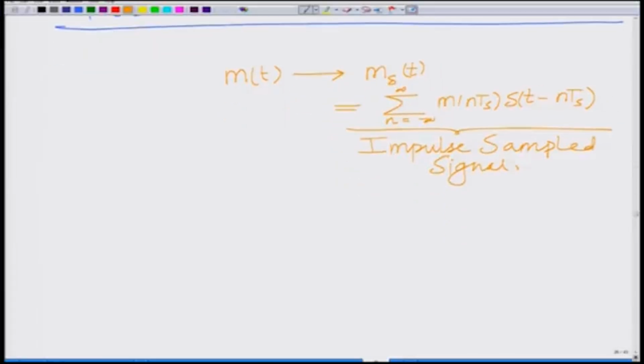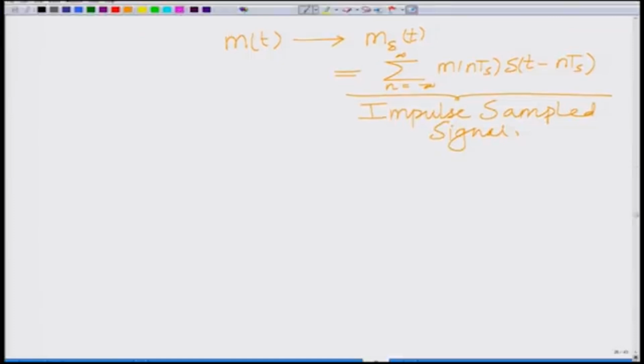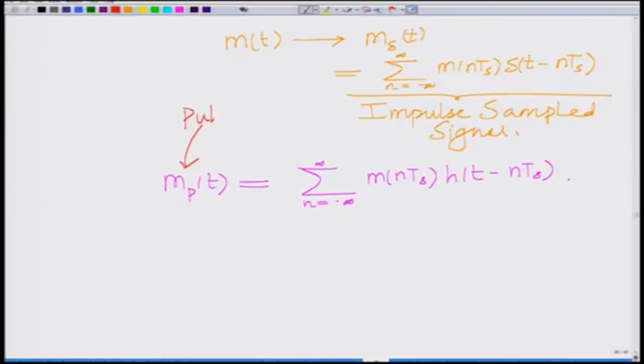And what we want to do now is our pulse amplitude modulated signal. Remember, that is our mP of t. This is n equal to minus infinity to infinity m of nTs h of t minus nTs. So, this is my pulse amplitude modulated signal.